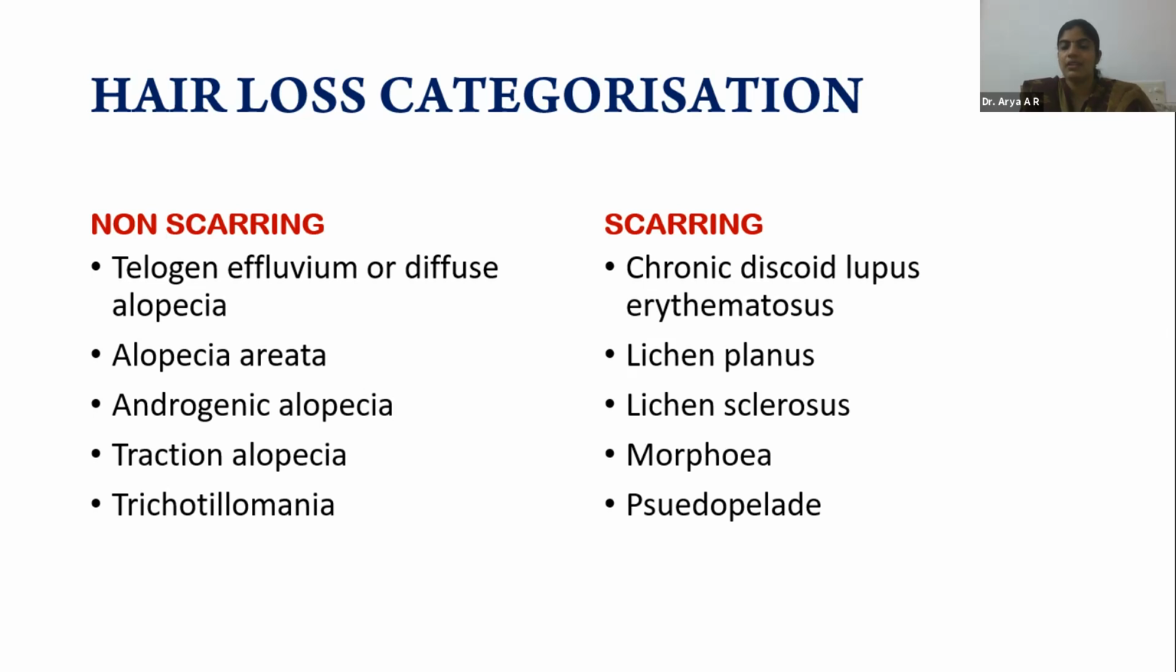In scarring, we have chronic discoid lupus erythematosus, lichen planus, lichen sclerosus, morphea, and pseudopelade. These are the conditions where scarring of the scalp occurs and regrowth of hair is very difficult. In the non-scarring category, we have diffuse alopecia, alopecia areata, androgenic alopecia, traction alopecia, and trichotillomania. These are the conditions coming under the non-scarring category.